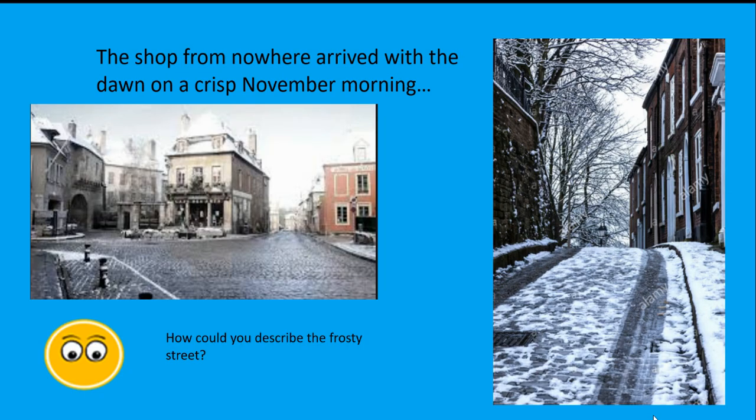How could we now describe the frosty street? Again, what can you see and how could you describe it? So the street's cobbled, isn't it? You could talk about the sludgy snow, talk about the buildings perhaps. Write down some words now to describe the street.